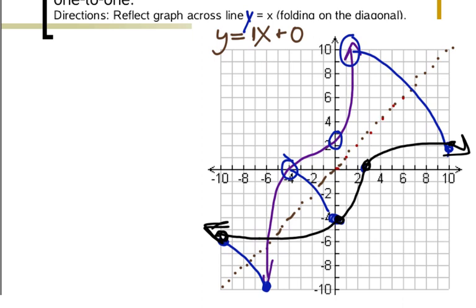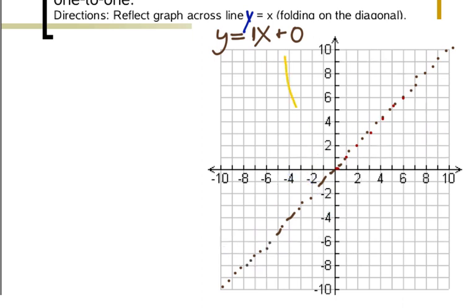Okay? So let's do another one. Now let's say I was looking at this picture right here. As soon as I see this picture, I should tell myself I don't need to reflect it because it's not 1-to-1. I can draw a horizontal line and it touches at two places, so it's not 1-to-1. So let's try another one that actually is.